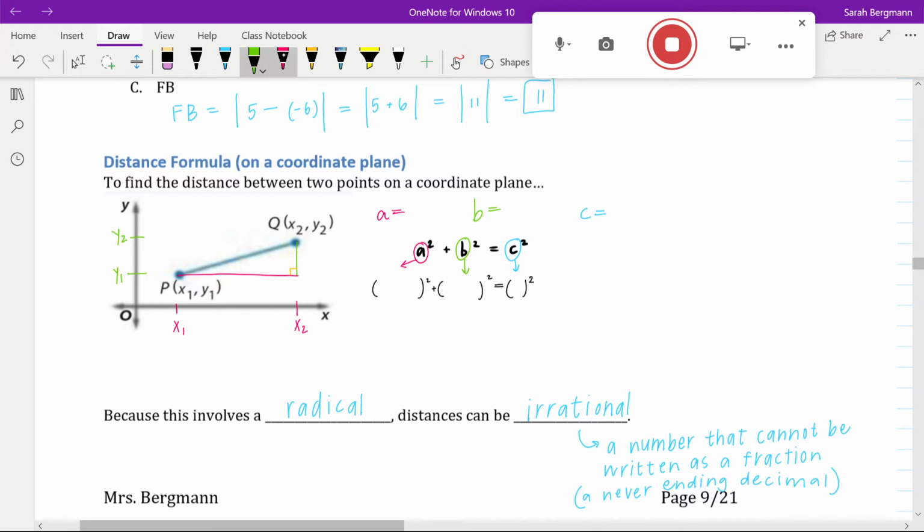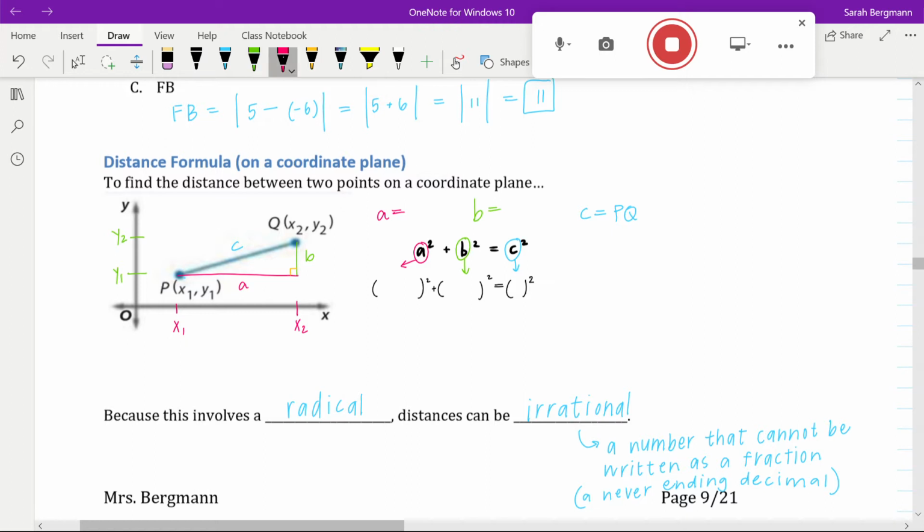Now remember, Pythagorean theorem says that the sum of the squares of the legs equals the square of the hypotenuse. In this case, the hypotenuse is always C. In this case, it is the length of segment PQ. So I'm going to go ahead and write that down first. However, I don't know A or B yet.